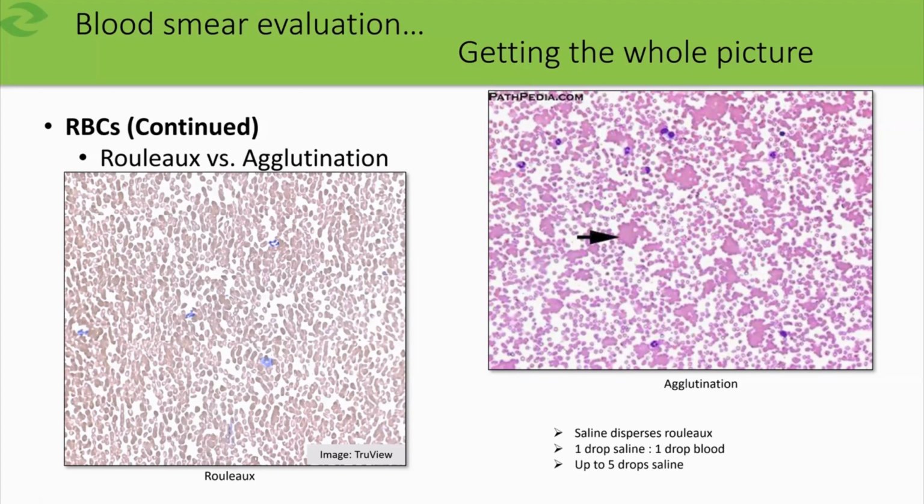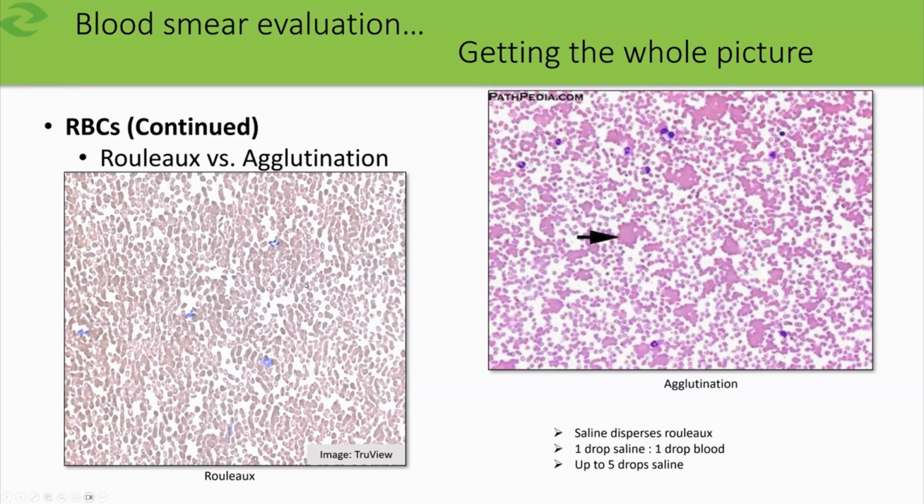You start off with 1 drop of saline, 1 drop of blood, put it on a slide. You can just tilt the slide to mix the saline and the blood together, drop a cover slip on it, and look at it under the microscope, scan it for digital images. And if it's rouleau, the saline will disperse this here.